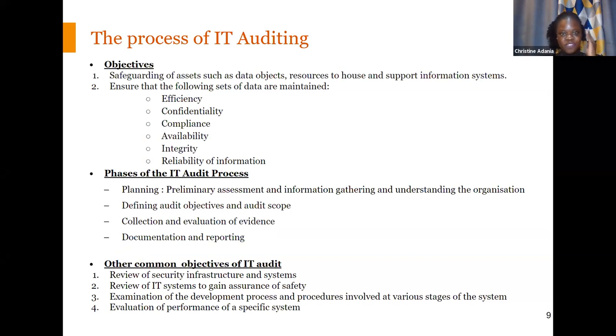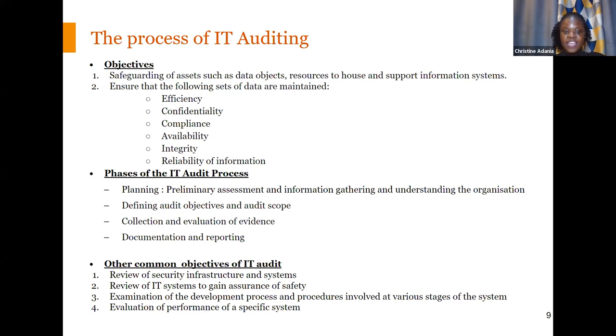So what are the processes that are involved in IT auditing? The major objective when they call upon you as an IT auditor is, one, confirm safeguarding of assets such as data objects, resources to house and support information systems. You also have to ensure that data is maintained with a level of efficiency, there are aspects of confidentiality, there is compliance to data rules, the data is available, and there's some degree of integrity to that data, and the information that is being generated by use of this data is reliable to whatever stakeholders may be using this information. So we have four key phases of IT audit.